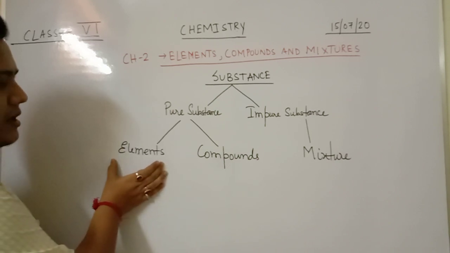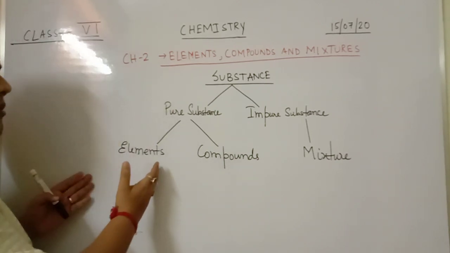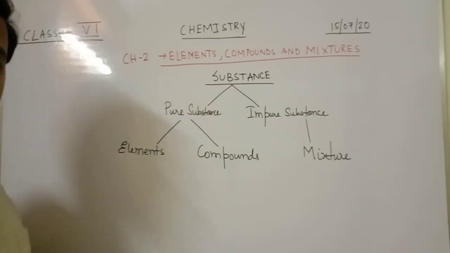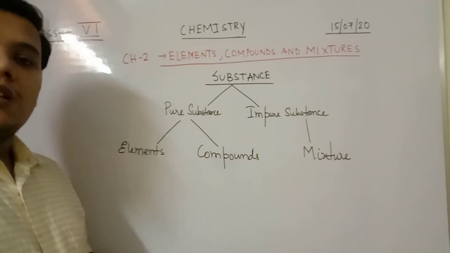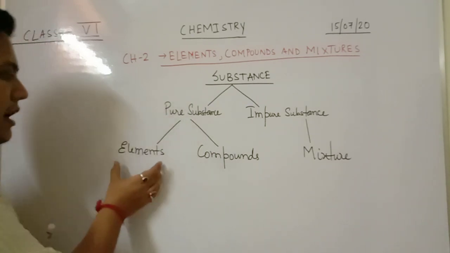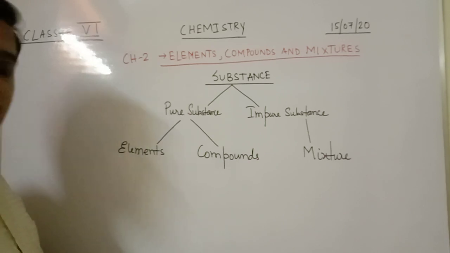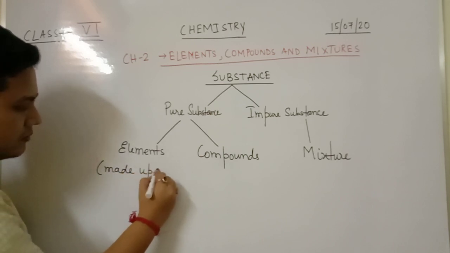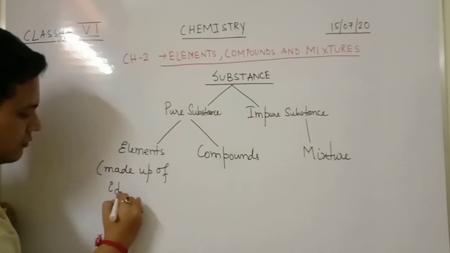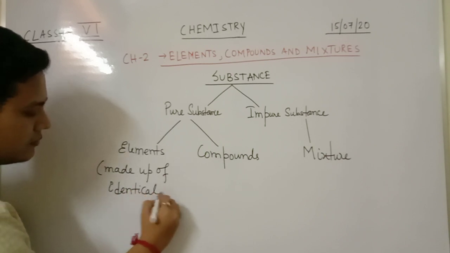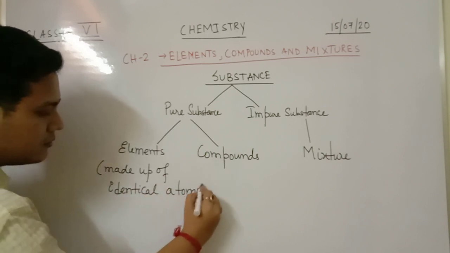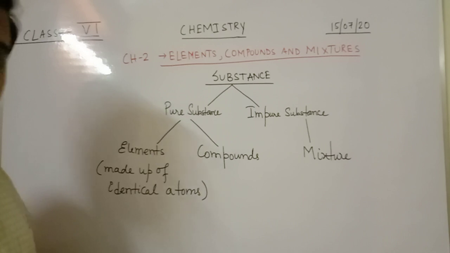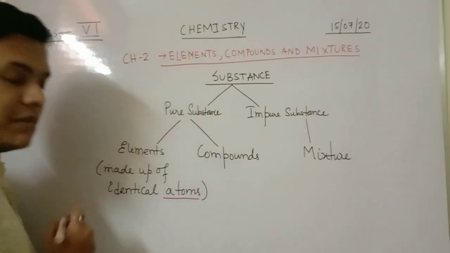Now, what are element and compound? Elements, obviously you can see, are a part of pure substance. So an element is a pure substance which is made up of identical atoms. Now obviously you must be wondering, what is this new word called atoms? See, I have marked it here.